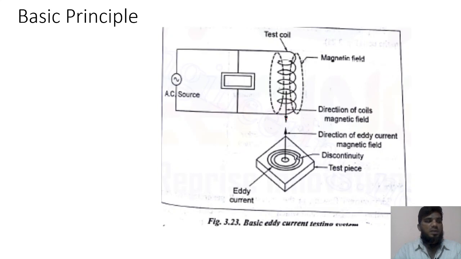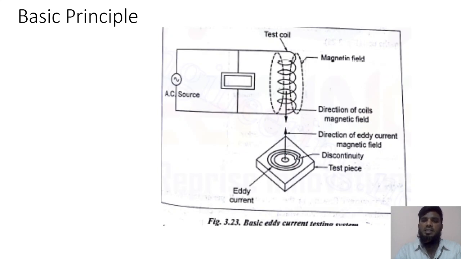Because of this, there will be a generation of a magnetic field in this, which will be opposite to this magnetic field. You can see both are in opposite directions. So now this is getting magnetized, and when this magnetization is happening, there will be a generation of an electric field around this.